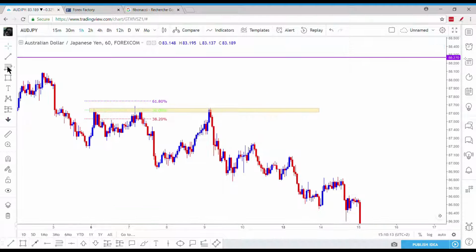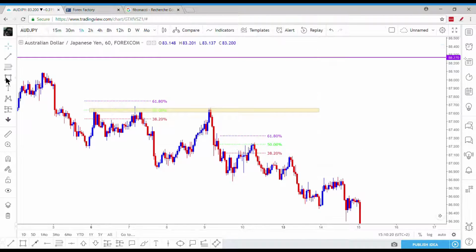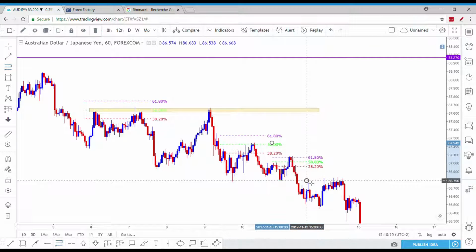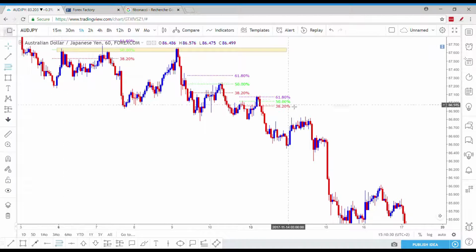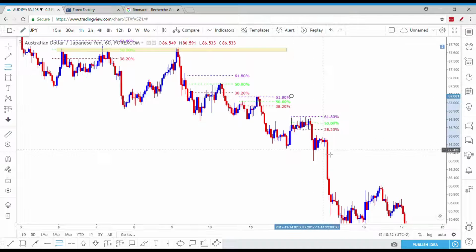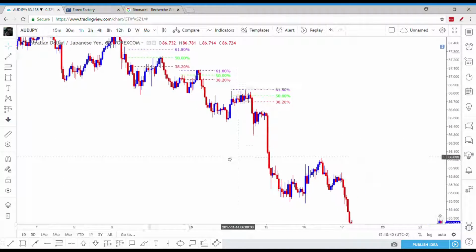Now let's look at that swing. Bam, 50%, bang on. Now this one, 61%, bang on. This one, bang in the middle as well. You can see consolidation, then it goes back down.